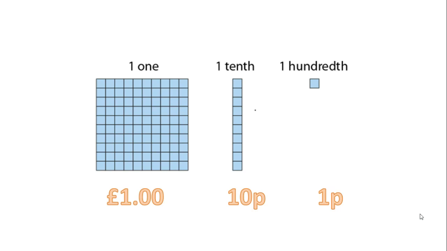Okay, my reasoning is that 1 whole is made up of 10 tenths. So if I put 10 of these together, I'd get 1 whole. It's the same as putting 10 10p's together. I'd get £1. And the 100th, so if I put 100 hundredths together, then I get a whole. The same as putting 100 1p's together. So that's why I chose this visual. I wonder if it makes sense to you.